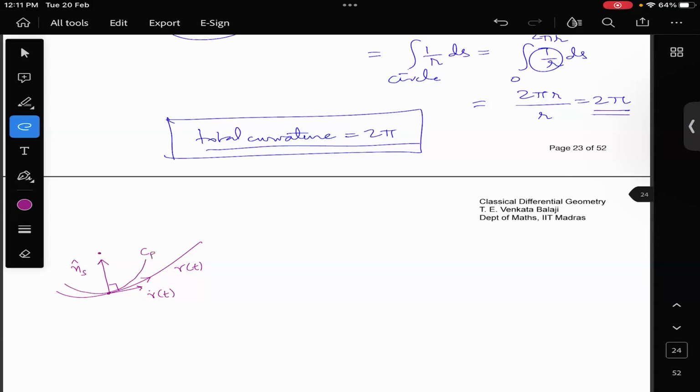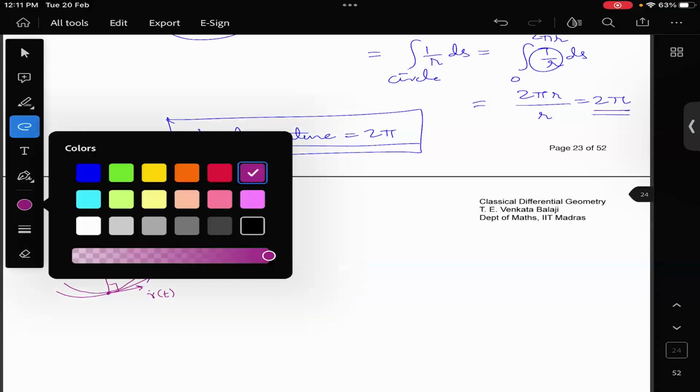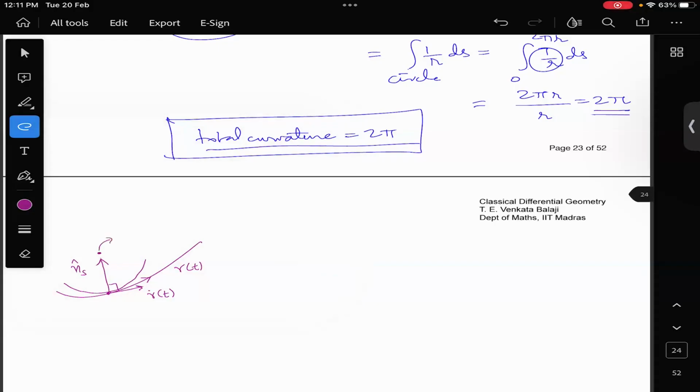Let me just say that this is the center of curvature, and this is the circle of curvature. This is the situation where the sine normal is pointing in the right direction. It is in the same direction as the geometric normal, which is pointing towards the center of curvature. Here the sine curvature is positive.